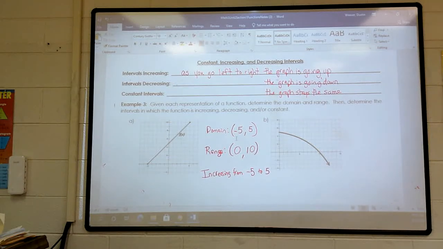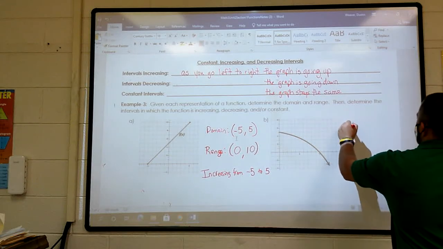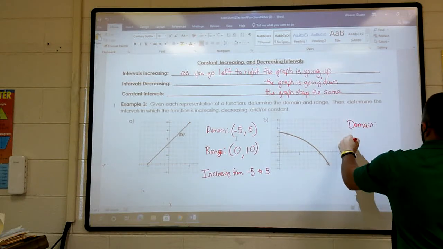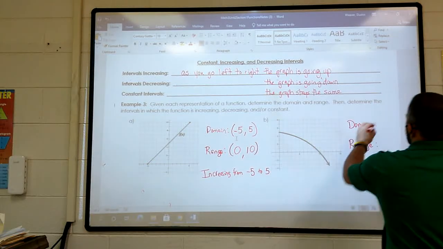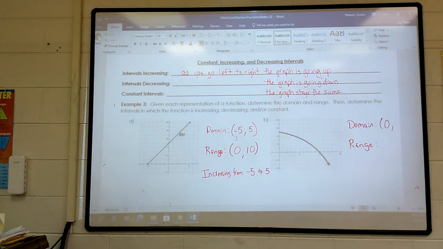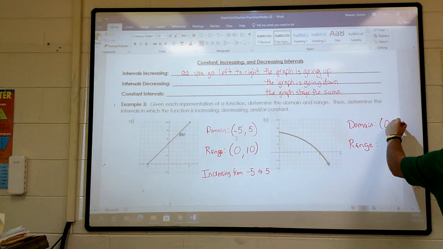Okay? So we're going to go to B and kind of do the same thing. We're going to do domain, range, and then we'll talk about whether it's increasing, decreasing, or staying constant. So in B, you see it's not going up, we can tell this one's going down, so we already know it's going down. But what is our domain? So where does the x stop on the left? 0. It stops right here at 0. Okay? Where does x stop going to the right? It does not. So what do we put? Infinity. So it goes from 0 to infinity.